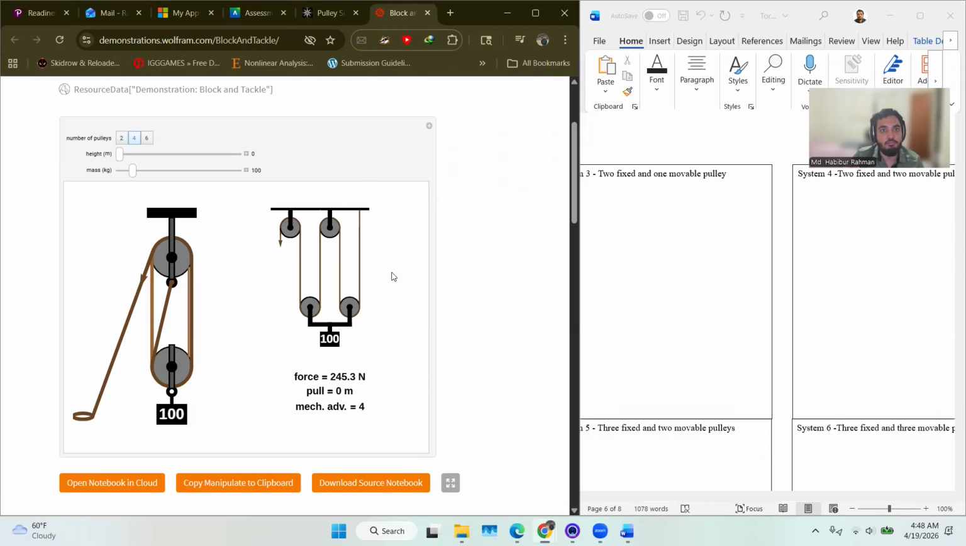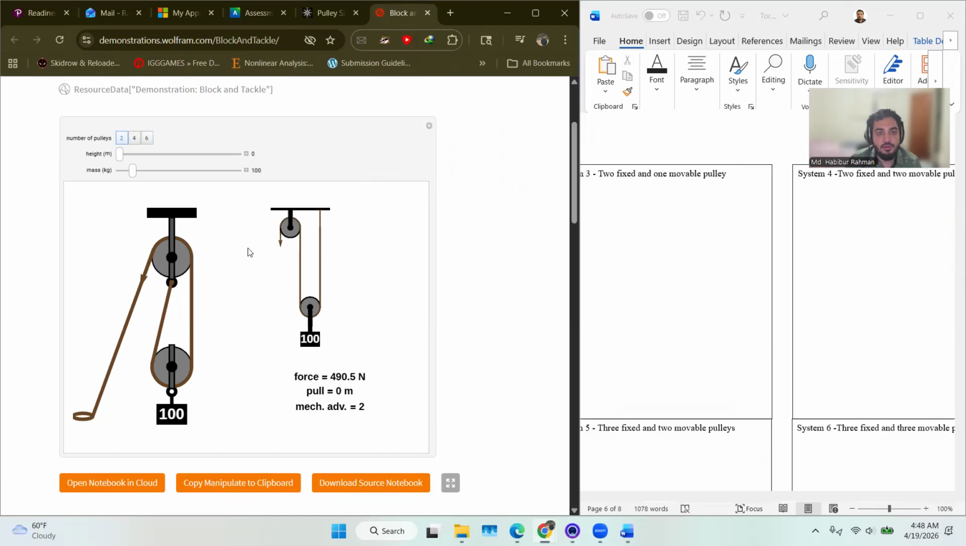Yes, one person can pull a very heavy object. Very heavy object means a ship. If we add hundreds of pulleys, we can lift a ship. So right now the force you need here is 250, here just 63 Newton force. So it is a very low force. Like if it's one pulley, see, 400.